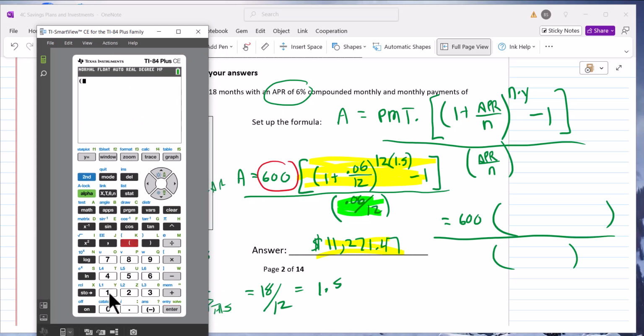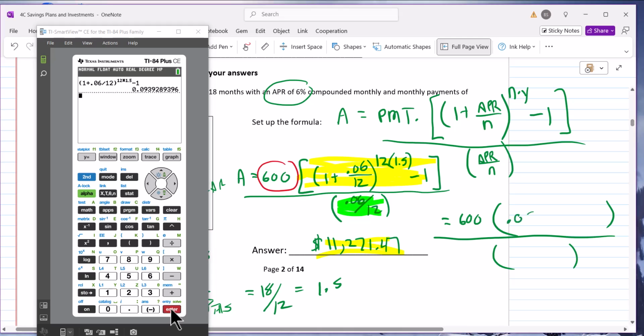Just put in parentheses 1 plus 0.06 divided by 12, close the parentheses, raised to the 12 times 1.5. Okay, now not all of you have a calculator where the exponent goes up into what we call a superscript. If you don't have that, you have to use parentheses instead. You have to get down from the exponent. That's why I'm going to use this right key. Then I'm going to do minus 1 like that. Okay, that's what you want to record.